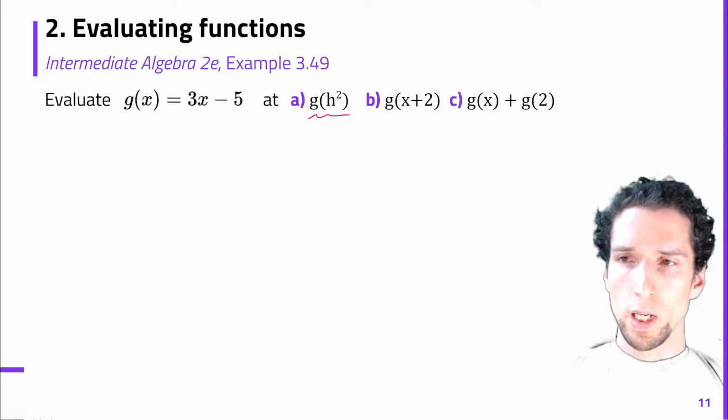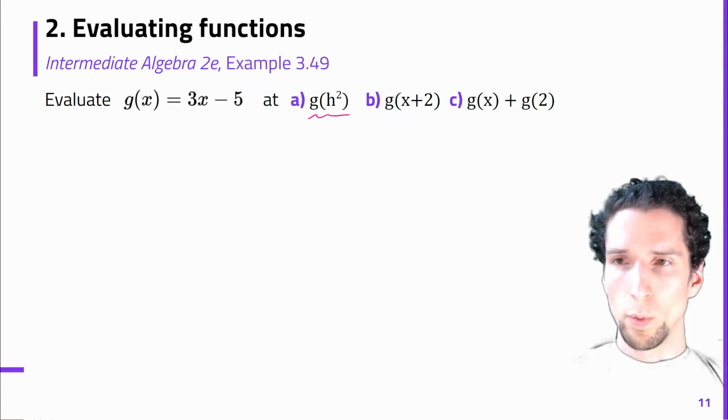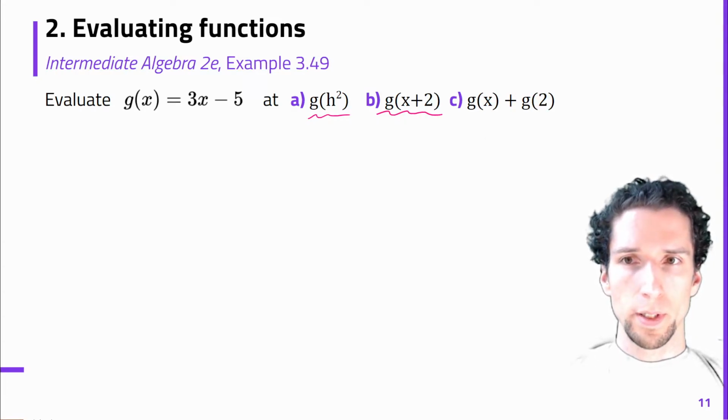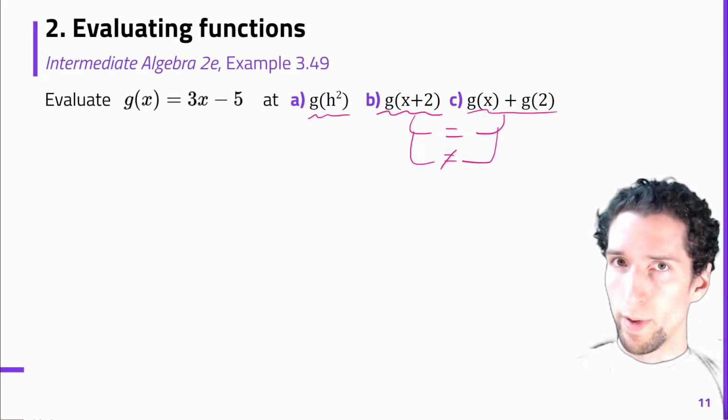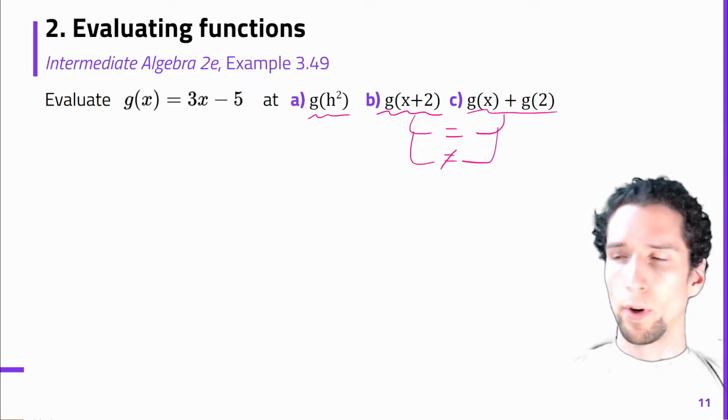We have g of h squared, so a squared term inside there. We have g of x plus 2, and we also have g of x plus g of 2. So if you want to try thinking right now, g of x plus 2 and also g of x plus g of 2. Will these two things be the same, or will they be different from each other? Without evaluating them, are they necessarily the same thing, or is it possible for them to be different?